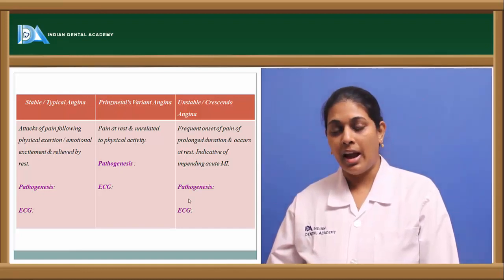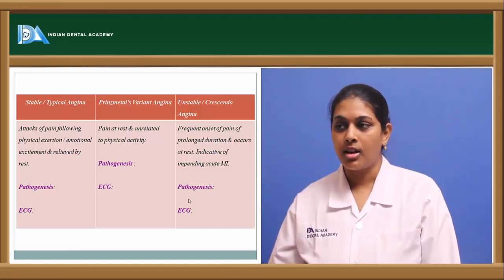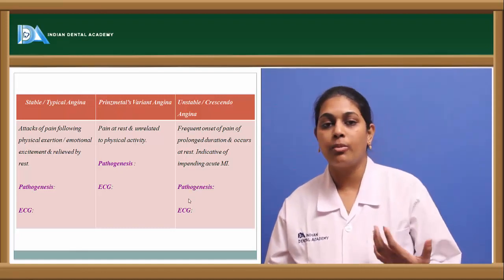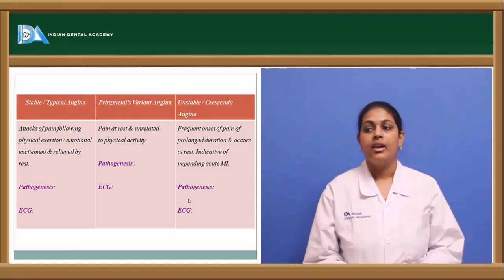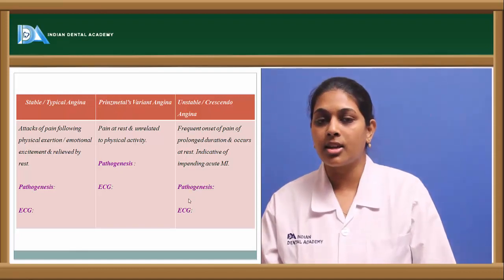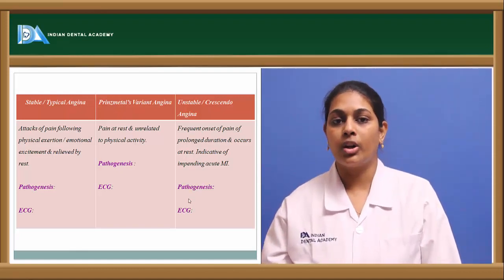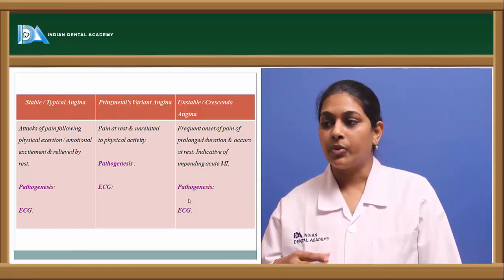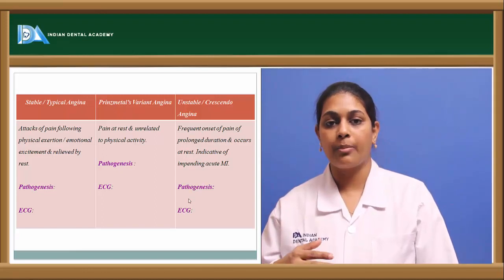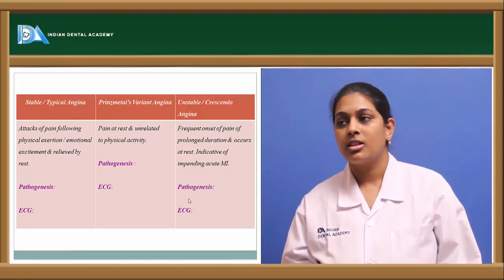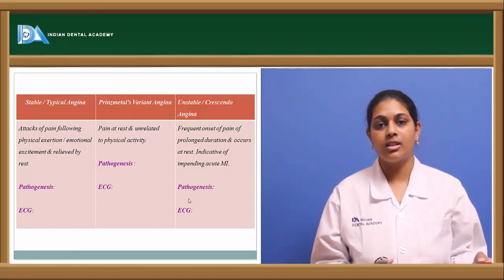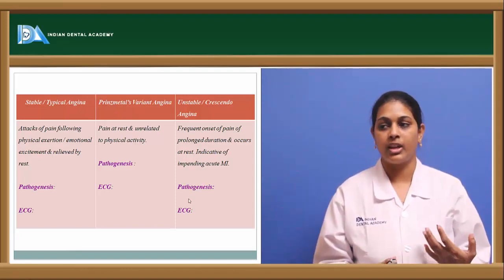It occurs when the patient is at rest, and it is indicative that acute myocardial infarction is impending. The pathogenesis is usually seen in stenosing coronary atherosclerosis, because of which there is accumulation of platelets, or otherwise the plaque becomes complicated and results in such a condition. In this condition, we see non-ST segment elevation on the ECG.